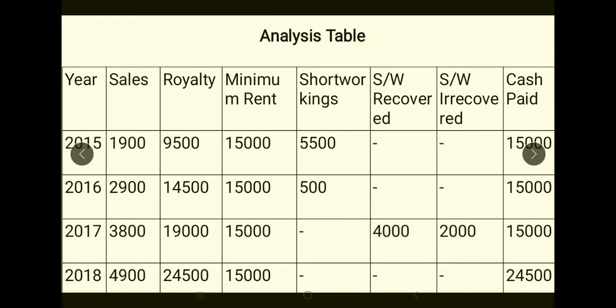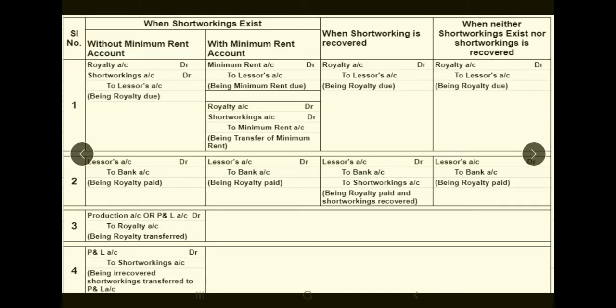So whenever you have recovery and irrecovery also is there, the entries will be this one, recovery entries. So royalty account debtor to lessor is standard, royalty to lessor. If short working is there, short working would have been debited, but here recovery is there. That's why in the second entry you're writing 'to short workings'. So royalty account debtor to lessor, lessor's account debtor to bank, to short workings because recovery is there. P&L account debtor to royalty, because royalty is based on sales.